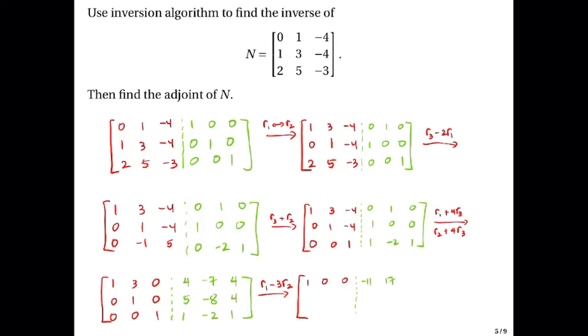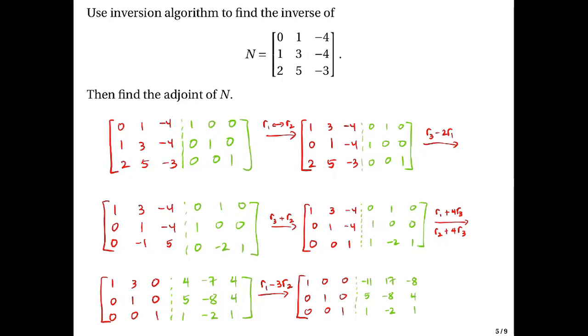Then here you have 4 minus 3 times 4. So this is 4 minus 12, and 4 minus 12, that's minus 8. Then we copy the second and third row. So 0, 1, 0, 0, 0, 1. The other side, we have 5, negative 8, 4. Then 1, negative 2, 1. Okay?